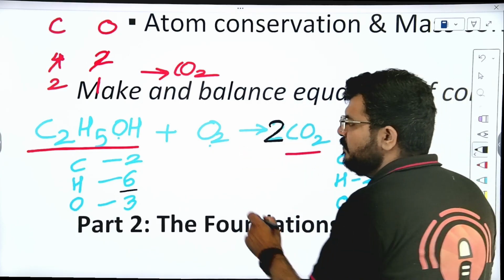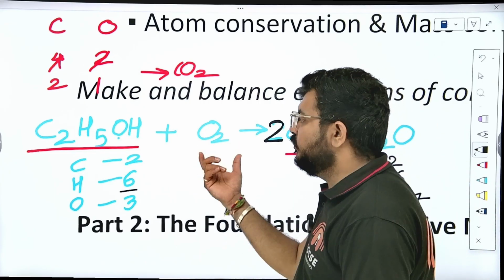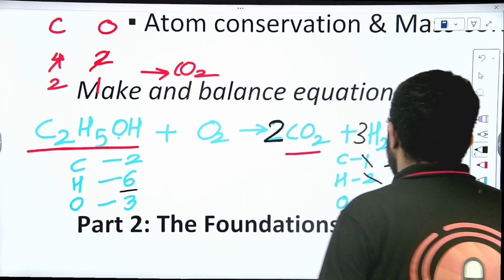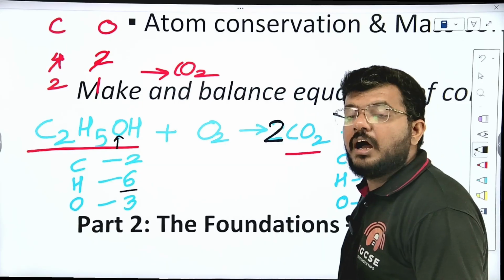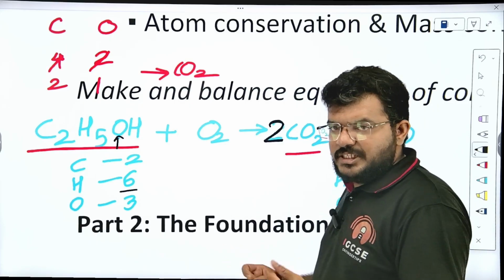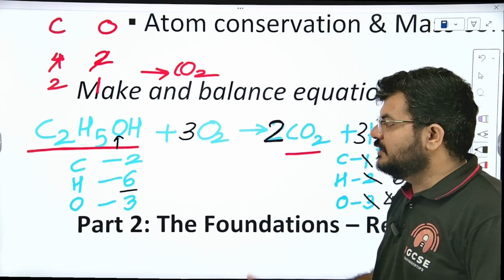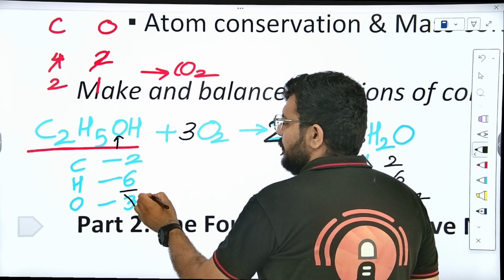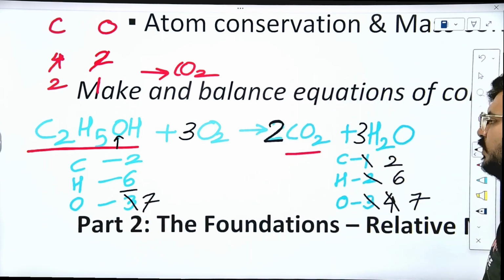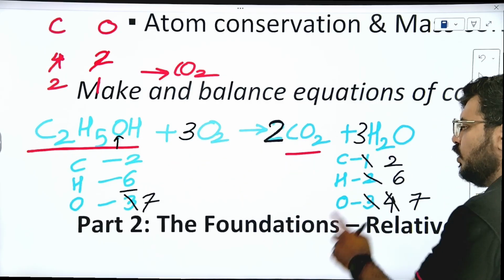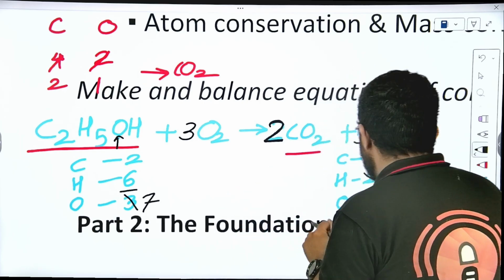Now what was my aim? My aim was to balance this because it was available only in element form. But look at this. Out of the 7 oxygen that I want to balance, 1 is already present over here. So how many more are required? 6. I can easily write 3 over here. What will this make? This will make the whole equation balanced. 3 2s are 6 and plus 1 is 7. On both sides you have 2 carbon, on both sides you have 6 hydrogen, on both sides you have 7 oxygen. That balances the reaction.